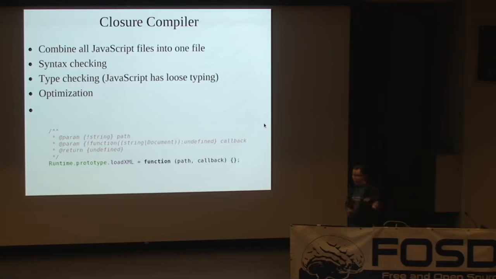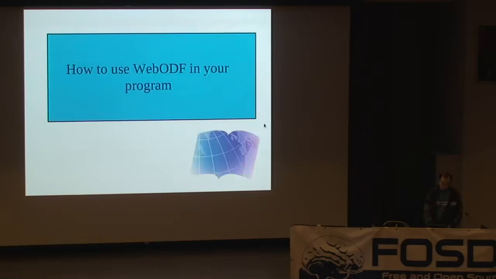How does this type checking work? Below here is a small code fragment, and you set comments saying what type every argument to your code is. And even if you pass a callback function, you can say what the arguments to the callback function should be. And it's surprising how many type errors this will catch.